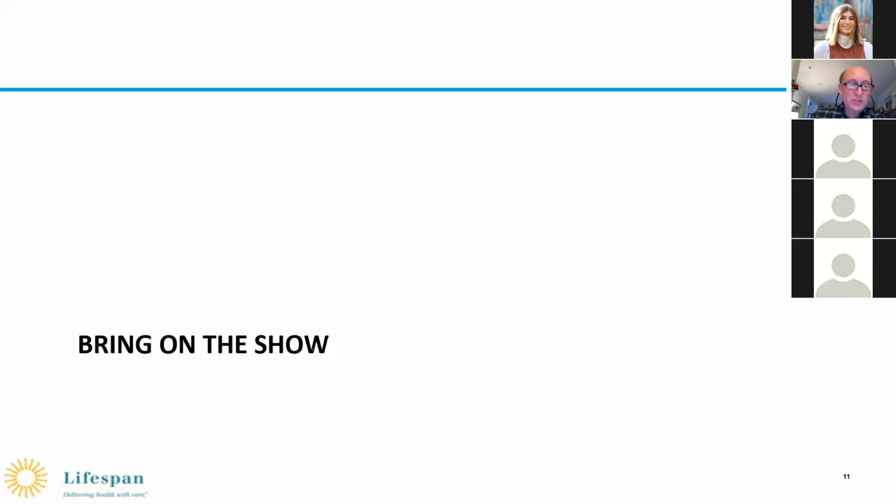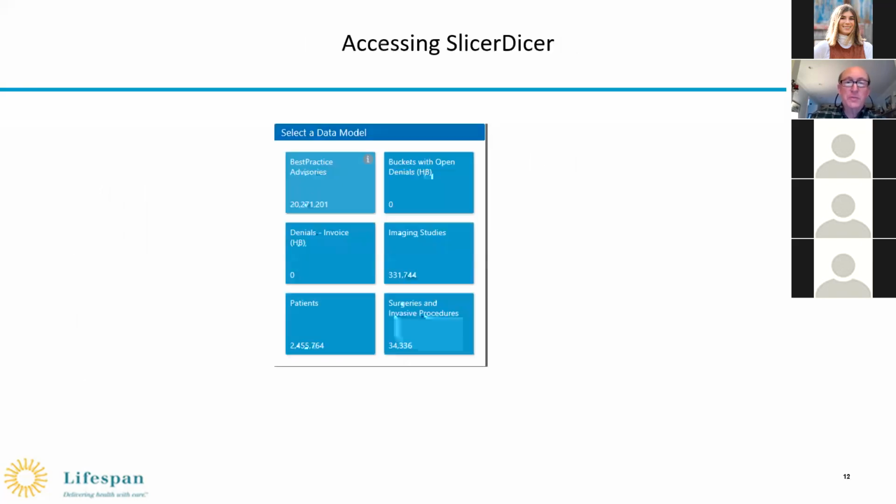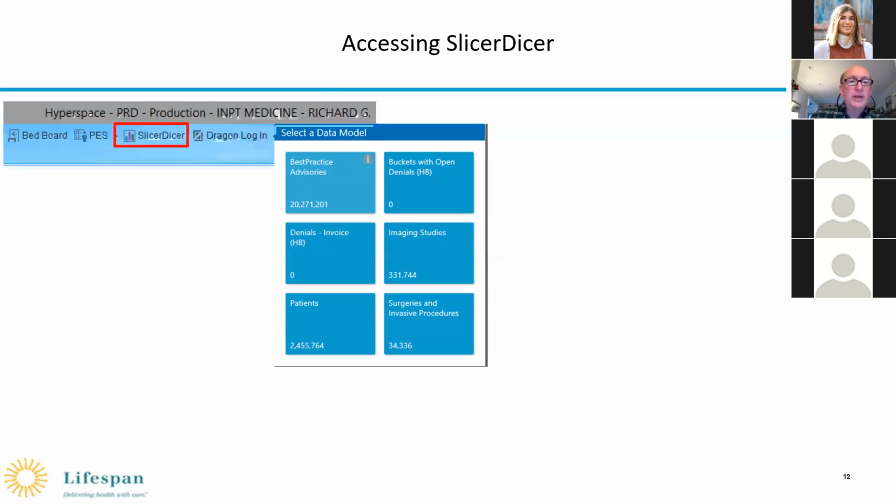So I'm sure everybody wants to see SlicerDicer, so bring on the show. A few more screenshots before I do the full reveal. These are the models, as I mentioned, which we currently have in production. And so when you log into SlicerDicer, which is one of your top menu items when you're in Hyperspace, depending on the models to which you've been given access, you'll see these particular models. Again, the patients in the lower left is the one that everybody will have access to.